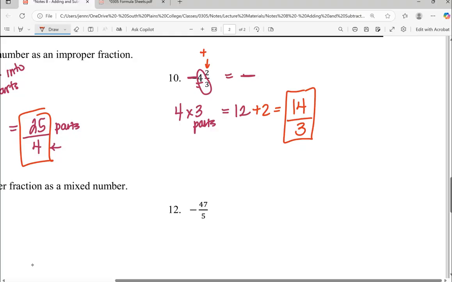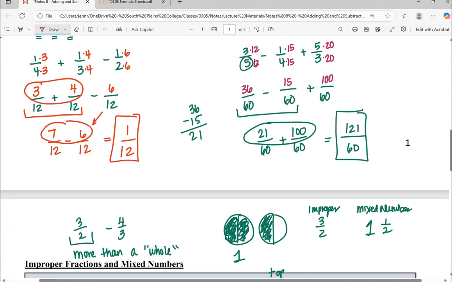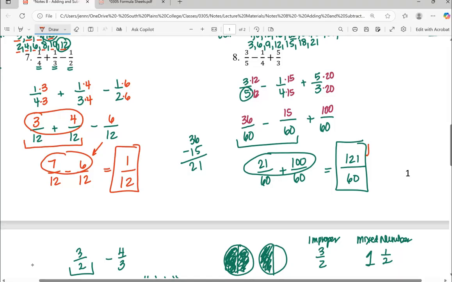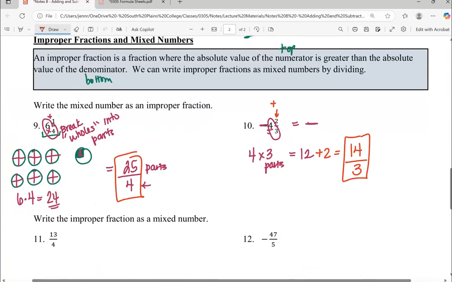There will be a few problems on your test or on maybe a final exam where I ask you to translate this from mixed to improper, improper to mixed. However, on these, like for number 8, the one we did in our previous video, that was technically improper. I will accept it in this form, or if you go through our next process where you find out that this is 2 1/60, I would accept either of those answers unless it specifically says write the mixed number or write the improper fraction.